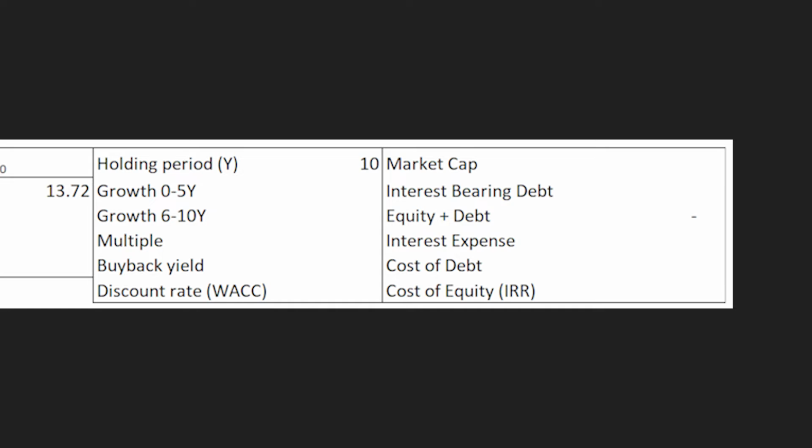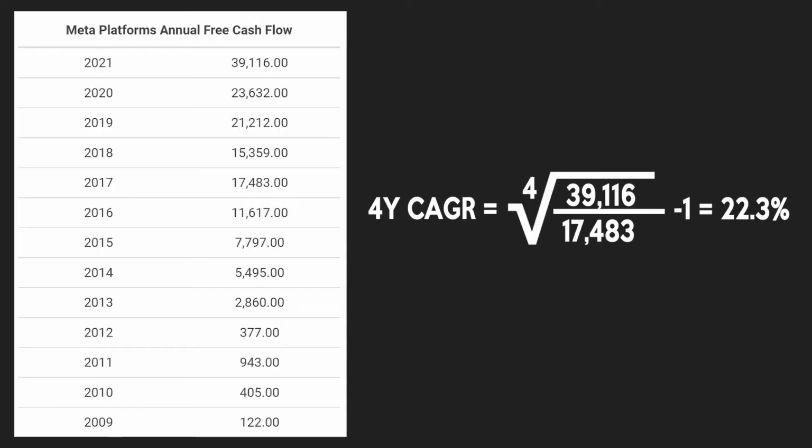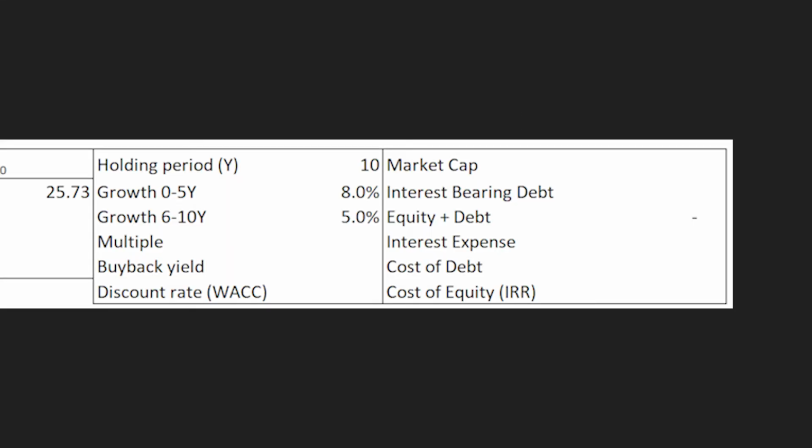So let's begin with our assumptions for Facebook's free cash flow growth rates. Personally, I like to base my free cash flow growth rate assumptions on Facebook's historical free cash flow growth rates. When we calculate Facebook's compound annual growth rate for its free cash flows based on the last 4 years, we come up with an annual growth rate of roughly 22.3%. To be extremely conservative and to show how cheaply Facebook currently is valued, I only assumed a free cash flow growth rate for the next 5 years of 8%, and for the 5 years following those 5 years of 5%.